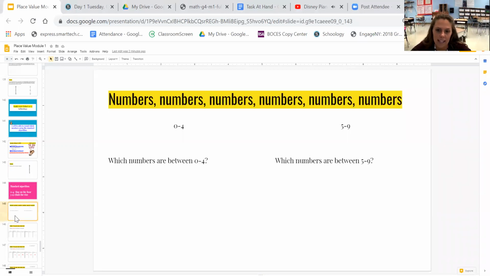I'll show you what I mean in a minute. What I want you to look at here are 0 to 4. I just taught you the riddle. 0 to 4, stay on the floor. What numbers are 0 through 4? On your whiteboard, write those numbers. What numbers are between 0 to 4? Hold it up when you have an answer. And then underneath that, can you tell me which numbers are between 5 and 9?